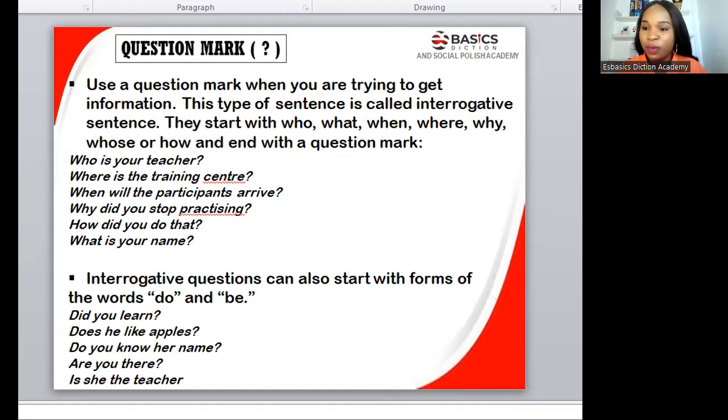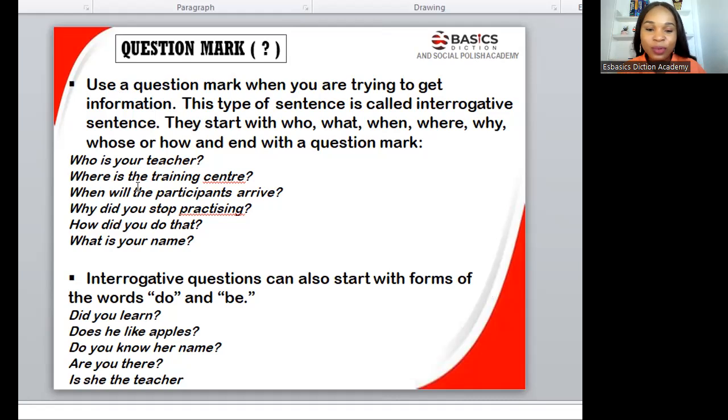Next is the question mark. This is the symbol for question mark. Use a question mark when you are trying to get information. This is when you should use a question mark. You are trying to get information. This type of sentence is called an interrogative sentence. They start with who, what, when, where, why, whose, or how, and end with a question mark.